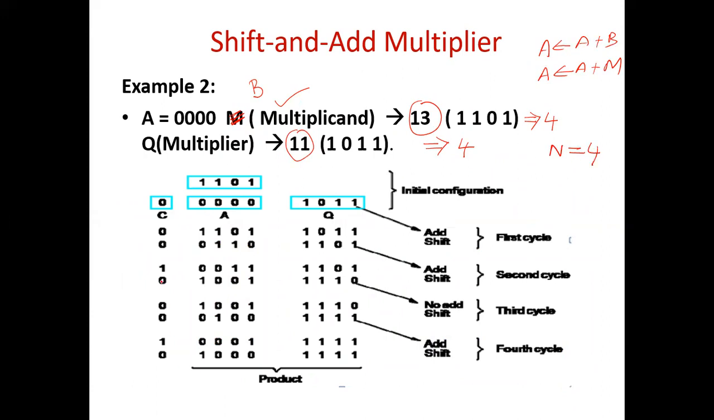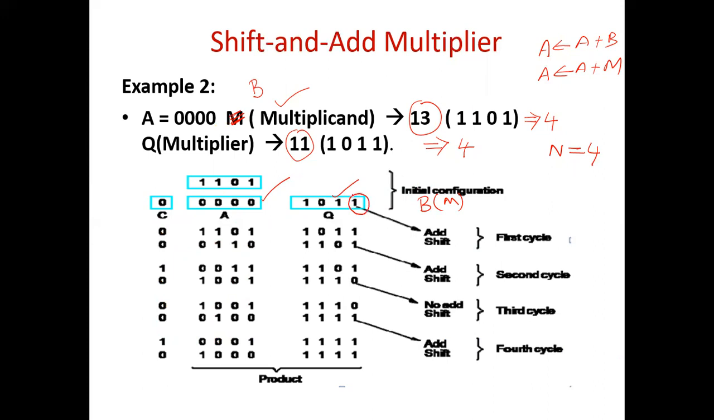Here they have started with some other value; you don't bother about it. A, Q, M, just like the previous example. Okay, A, Q, B, not M; both B and M are the same. Here in this example, I am considering M. Again, my A value is initially 0, 0, 0, 0 and the Q value is 1, 0, 1, 1, and the B value will be there.